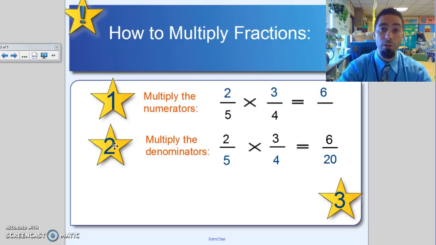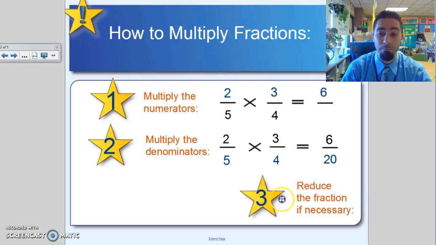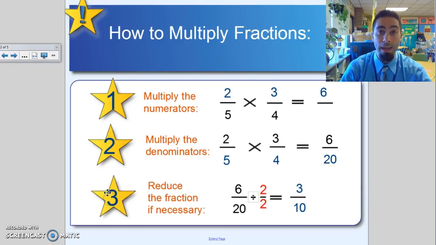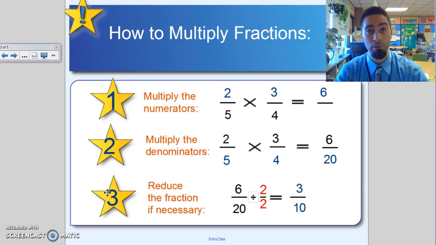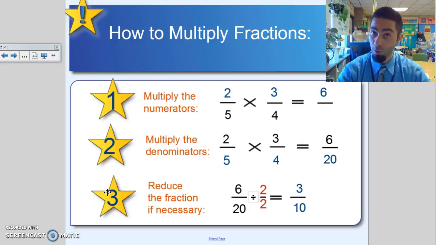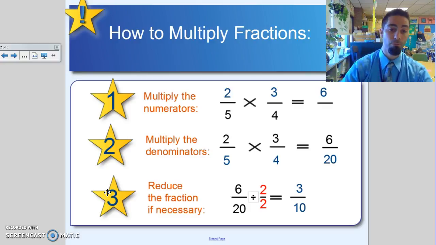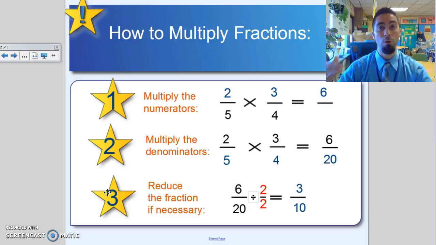However, third step is always something that we need to challenge our minds with, and that is to simplify our fractions down so that way it makes it easier to understand. So 6/20 can be divided by 2/2 because 2 can go into 6 and 2 can go into 20, and so it gets broken down to 3/10. So that's the simplest form for that one. So the third step you can always reduce to challenge your mind. That is not going to be a required step that we have, but you're going to write it down into your notebooks anyway.